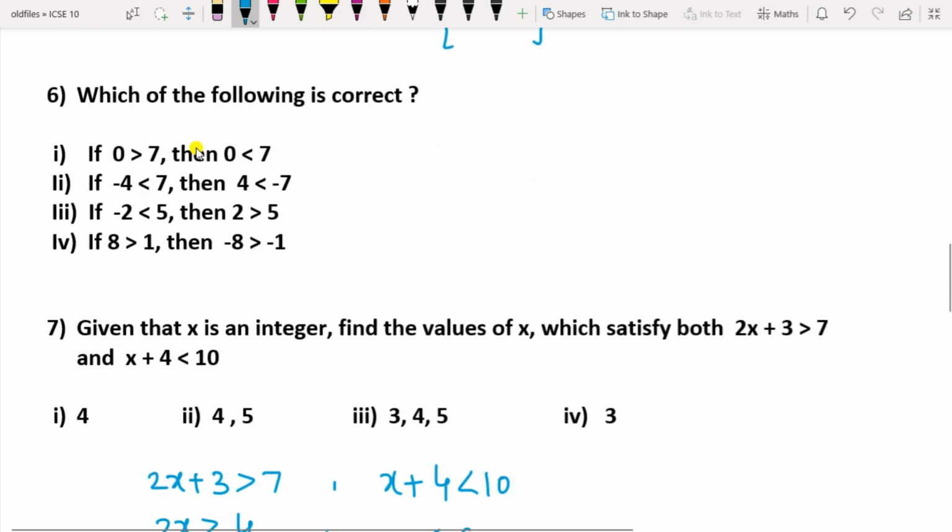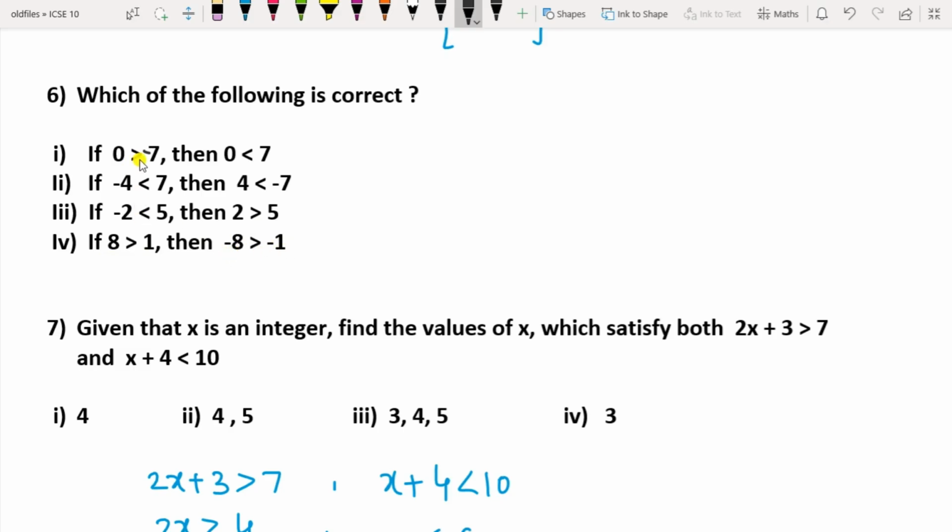Which of the following is correct here? If 0 is greater than -7, then 0 is less than 7. If -4 is less than 7, then -4 is also less than -7. If -2 is less than 5, then 2 is greater than 5, and if 8 is greater than 1, then -8 is also greater than 1. That is not possible.